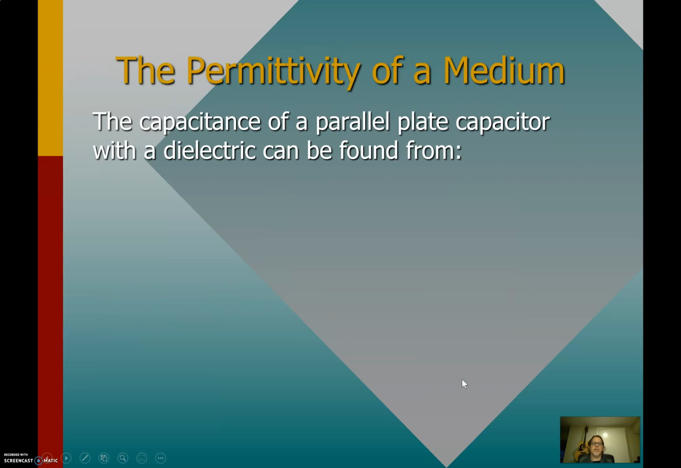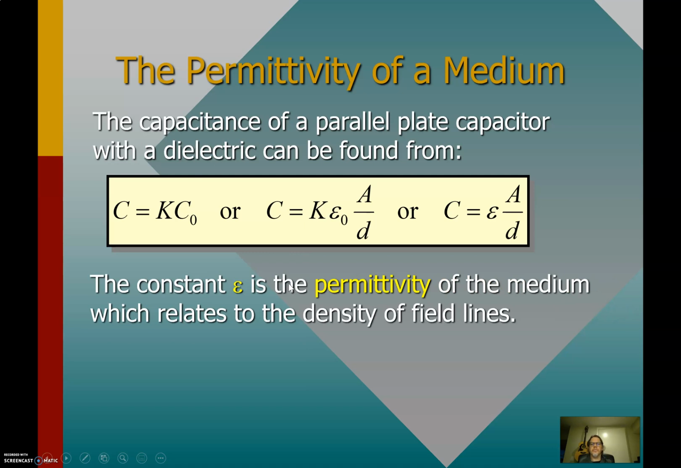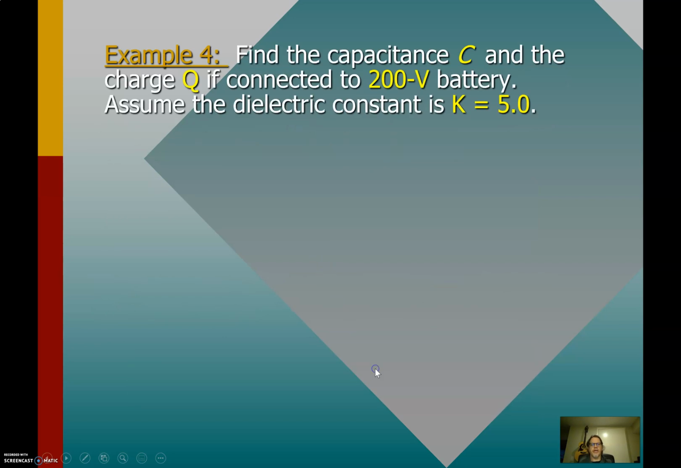All right, permittivity of medium. The capacitance of a parallel plate with a dielectric can be found this way. So if you want to find the capacitance, it's not just the area, and it's not just the distance between them. It's what you have in the middle. If you don't have anything in the middle, just air, it's just your epsilon. But anything else you have in there is going to change the capacitance. So the permittivity of the medium relates to the density of the field lines. So you can find what the new permittivity is, which is basically K times this thing right over there, and this is, of course, without it.